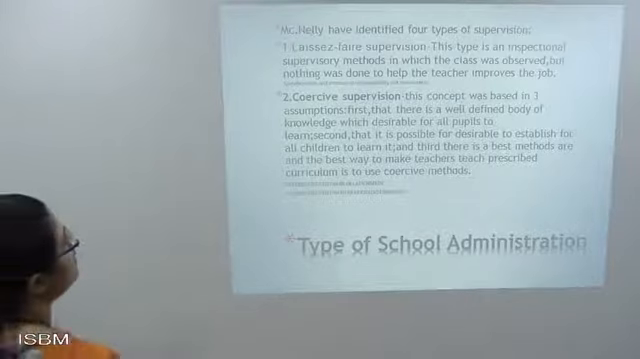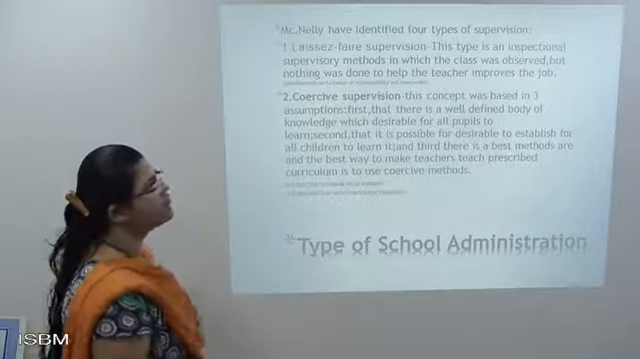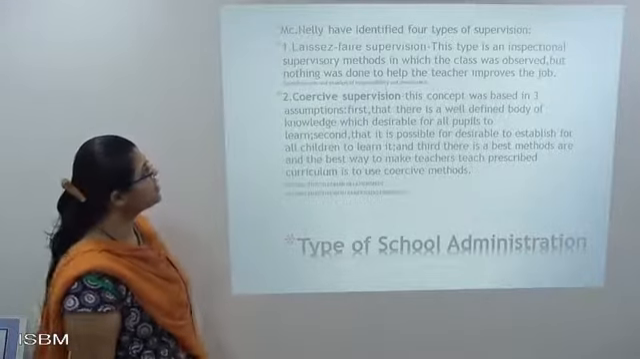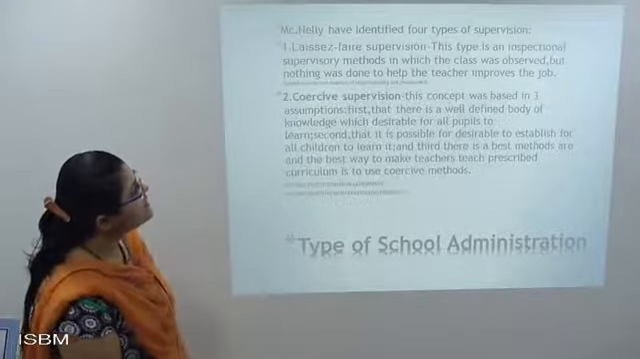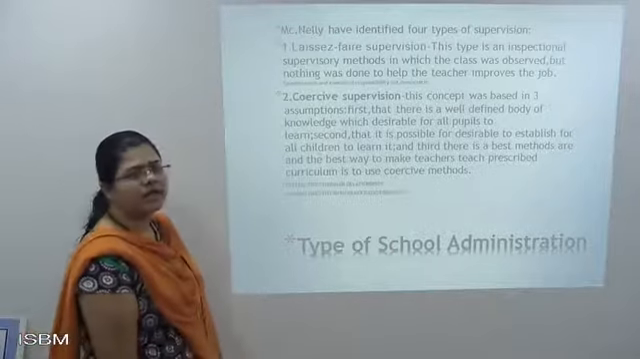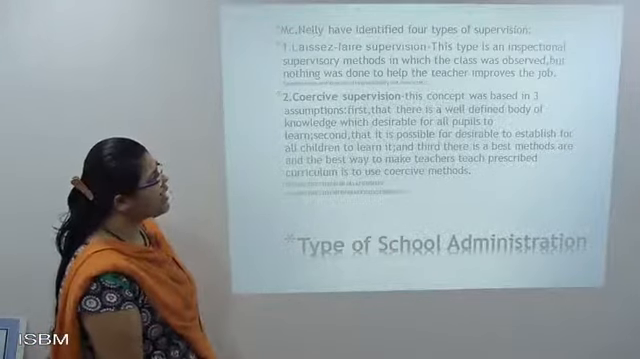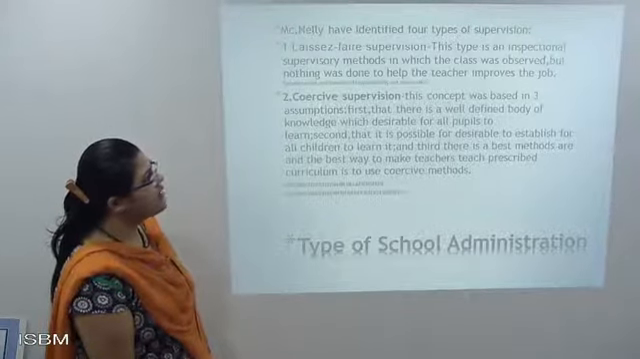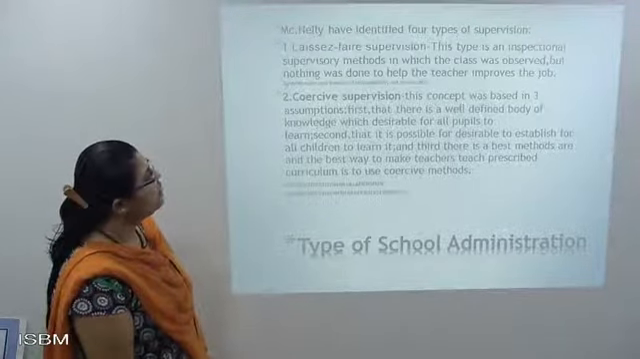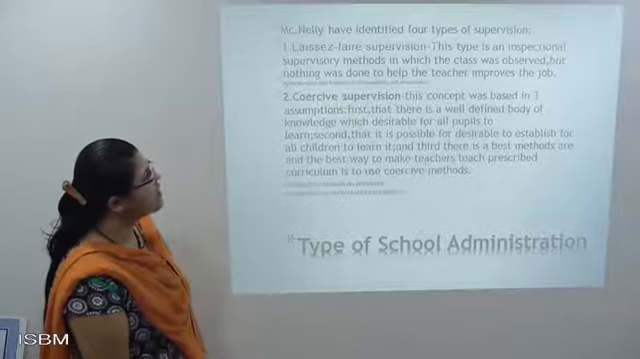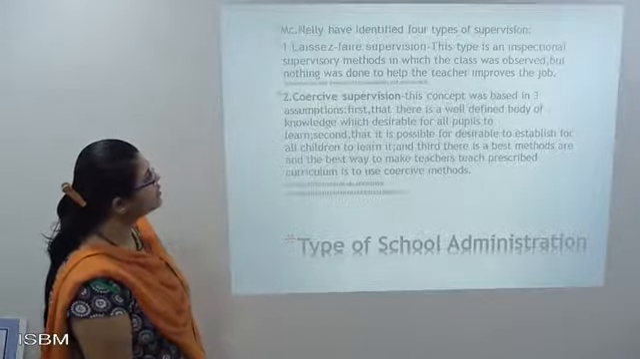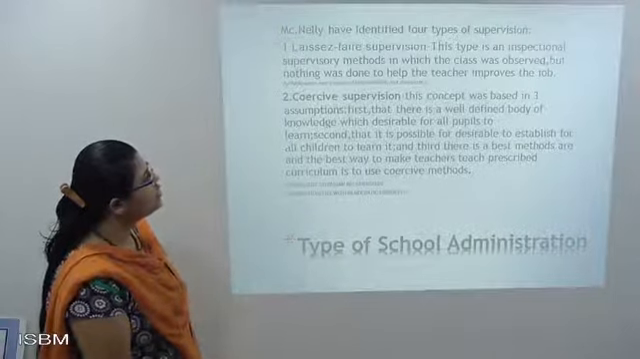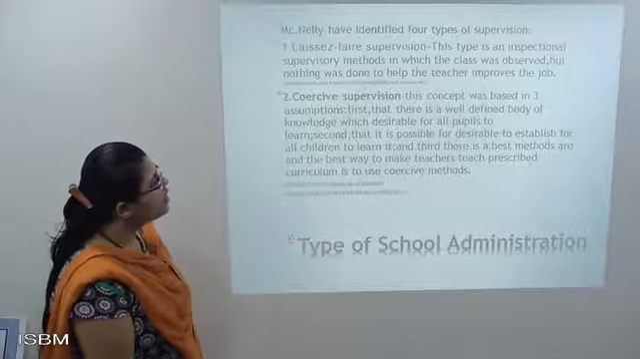Now, here I have four different types of supervision, and how it has been done in education administration. First, it is laissez-faire supervision. Now, in this, what happened? This type of inspectional supervisory method is one in which the class was observed, but nothing was done to help the teachers improve the job. Spinelessness and evasion of responsibility, not democratic.